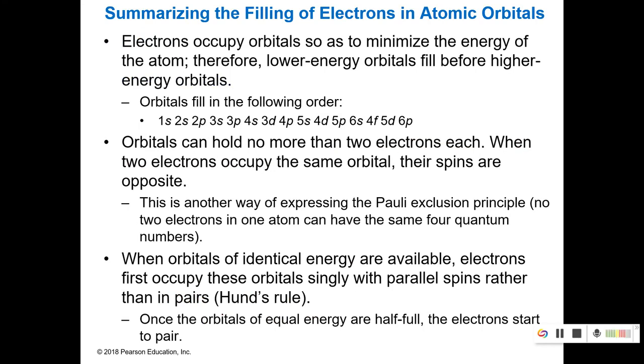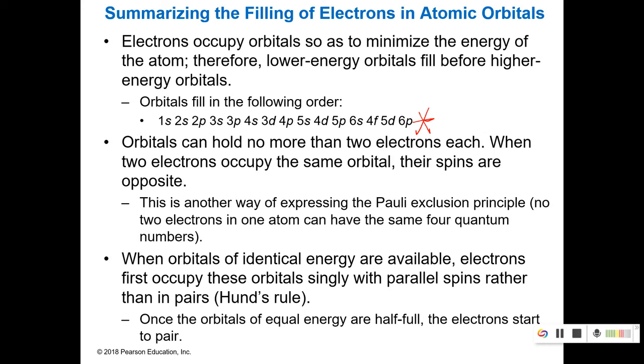Okay, so again, how they fill. Electrons will occupy the lowest energy level first, and then they will go to higher levels. And this goes through the order. Okay, orbitals can hold no more than 2, and those are those little lines.